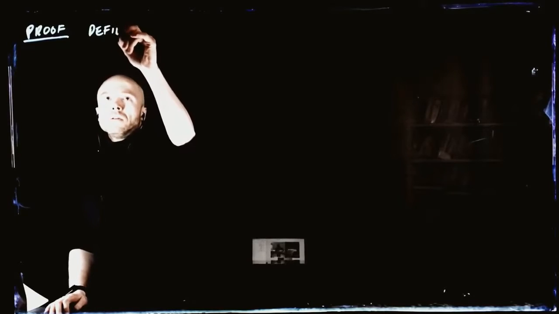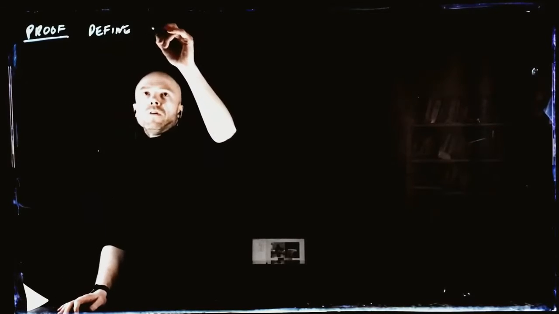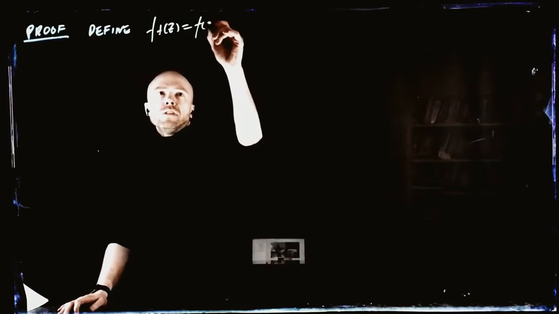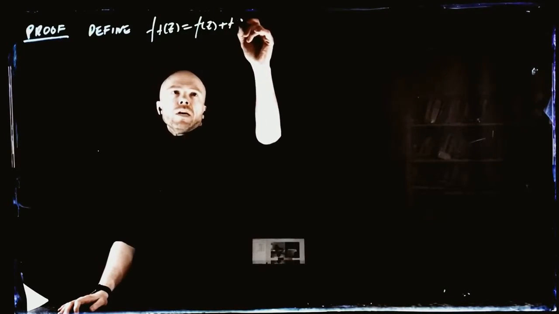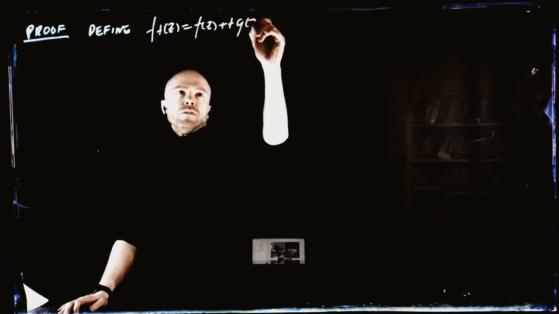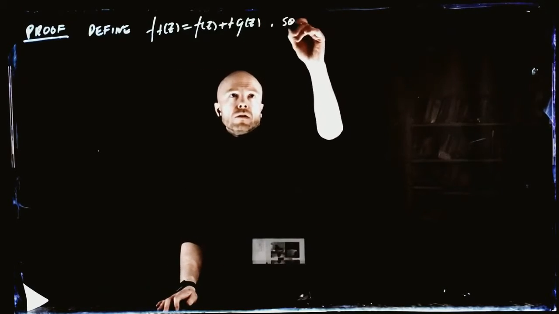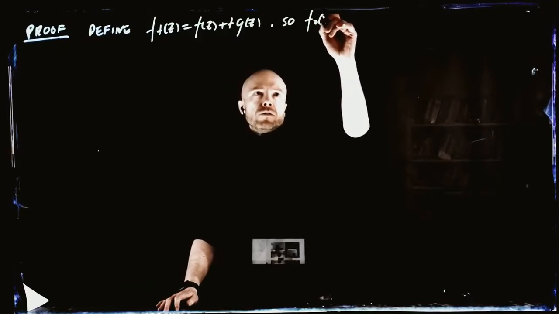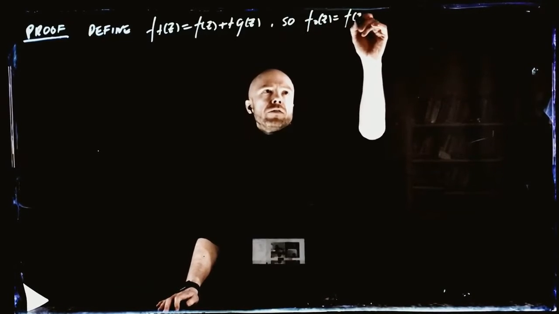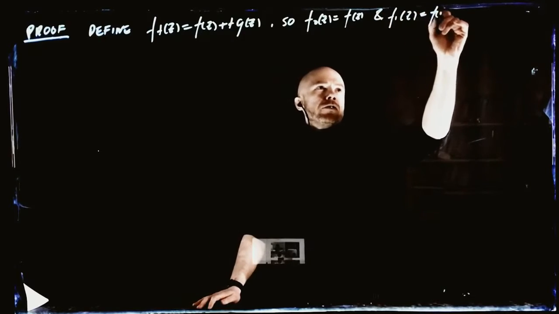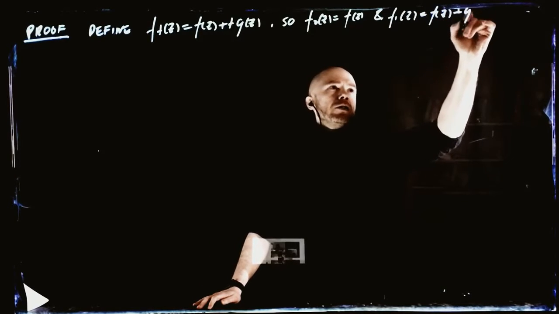So, define the following: f_t of z to be equal to f of z plus t times g of z. So f_0 of z is just f of z, and f_1 of z is f of z plus g of z.